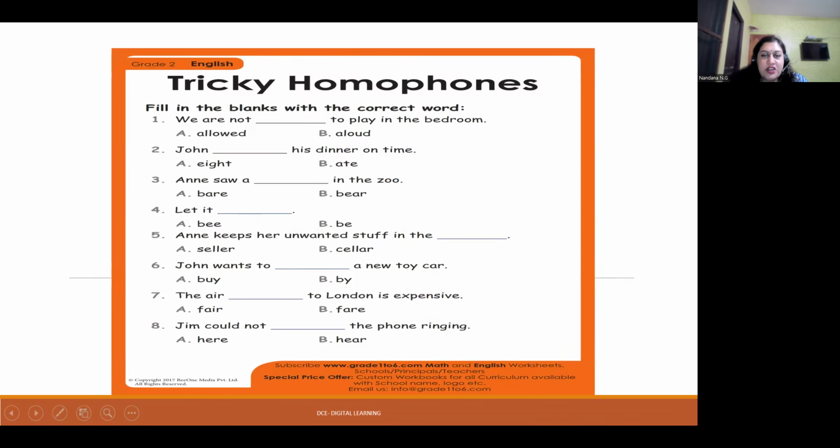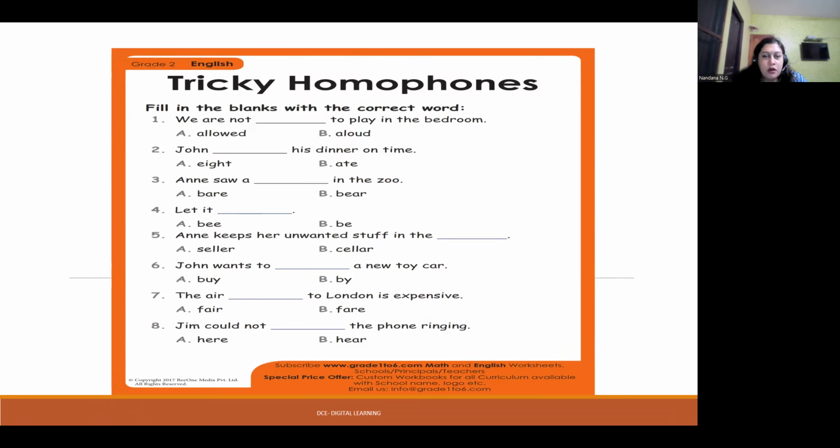Now let us have a look at tricky homonyms. Fill in the blanks with the correct word. We are not allowed to play in the bedroom. The answer is A-L-L-O-W-E-D, allowed. John ate his dinner at eight.